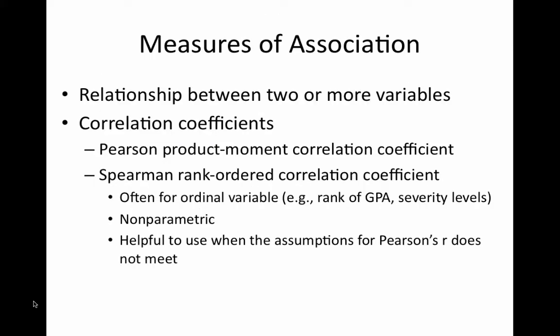Measures of association, relationship between two or more variables. We use correlation coefficients, the Pearson's product moment correlation coefficient, or the Spearman rank order correlation coefficient, often for an ordinal variable, for example, the rank of a GPA or severity levels. It is a non-parametric statistic and helpful to use when the assumptions for the Pearson's r are not met.